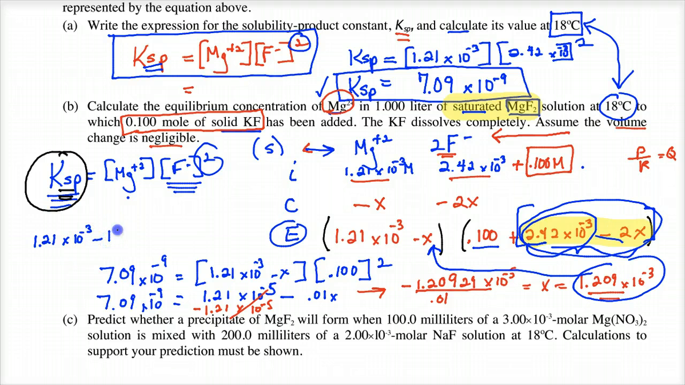minus 1.209 times 10 to the negative 3, and that gives me 7.10 times 10 to the negative 7. And be careful, because those come out differently if you don't carry all these numbers at the end, 929. So if you do that, you will get this number, and that is the concentration.